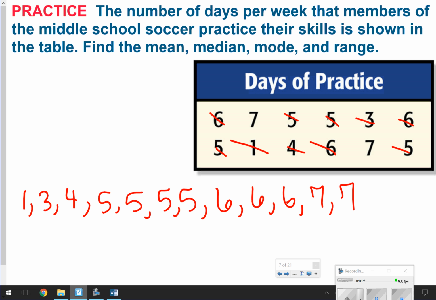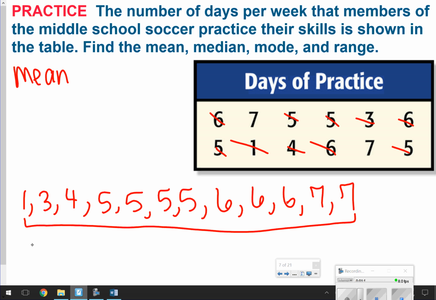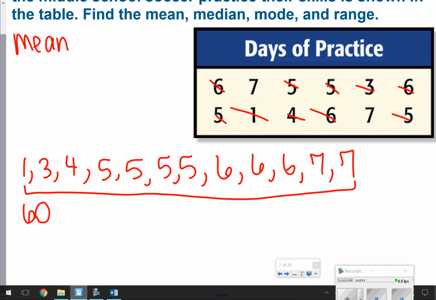To find the mean, I need to add all of these numbers together. I've already saved us some time and added them together, so when I add all the numbers together, I get 60. Once you're done adding the numbers together, you should divide by how many numbers there are. There are 12 numbers. So to find the mean, I take the sum, divide it by the 12 numbers. So 60 divided by 12 is 5. So my mean is 5.